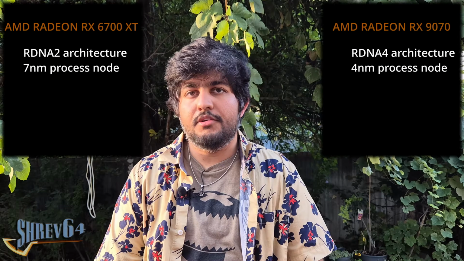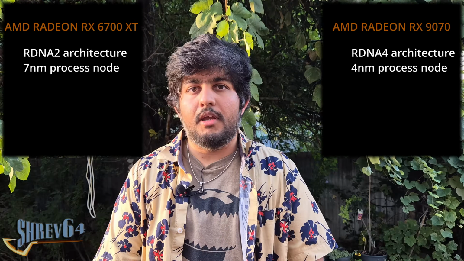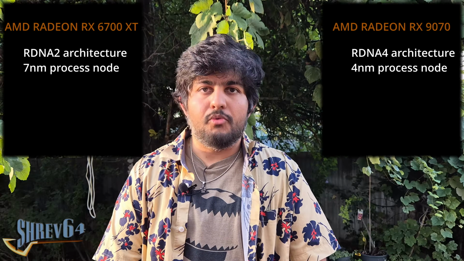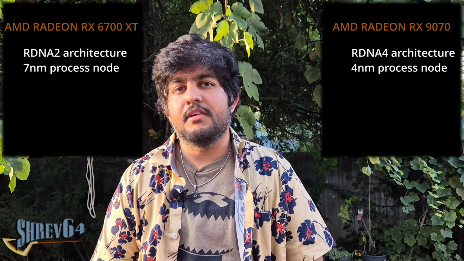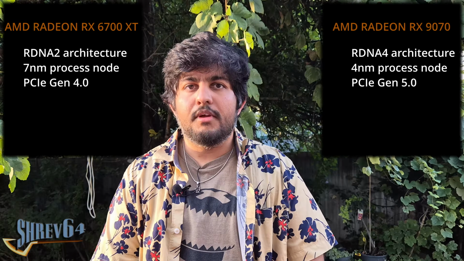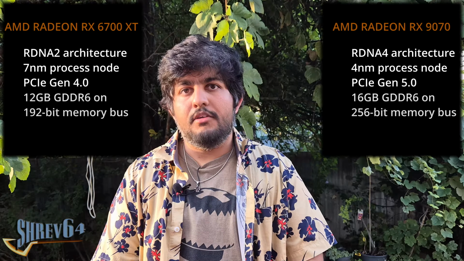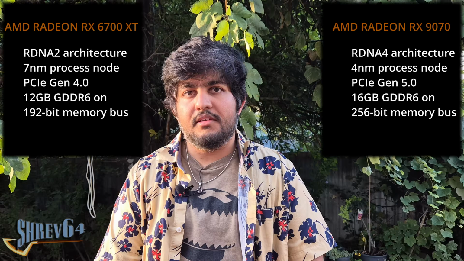The 6700 XT is based on AMD's RDNA 2 architecture and is built on TSMC's 7nm process node, while the 9070 is based on AMD's RDNA 4 architecture built on the 4nm process. The 6700 XT is a PCIe Gen 4 card, while the 9070 is a PCIe Gen 5 card. Both have GDDR6 as their memory, but the 6700 XT has 12GB on a 192-bit memory bus, while the 9070 has 16GB on a 256-bit memory bus. As you probably could just tell, I can't really talk too much more about these two architectures without sounding like I'm reading straight off a spec sheet, so I'm going to jump straight to the test setup.